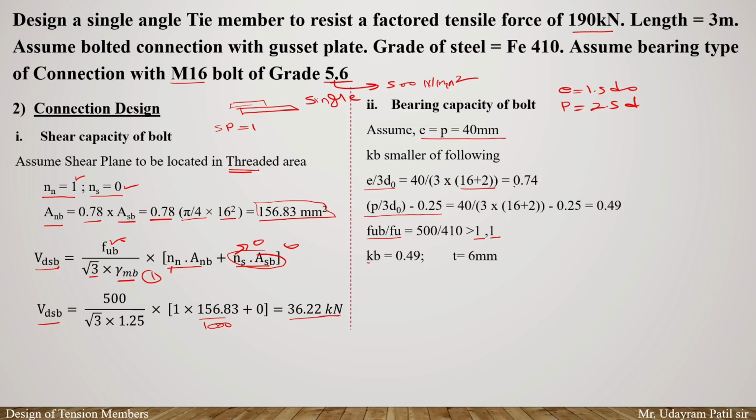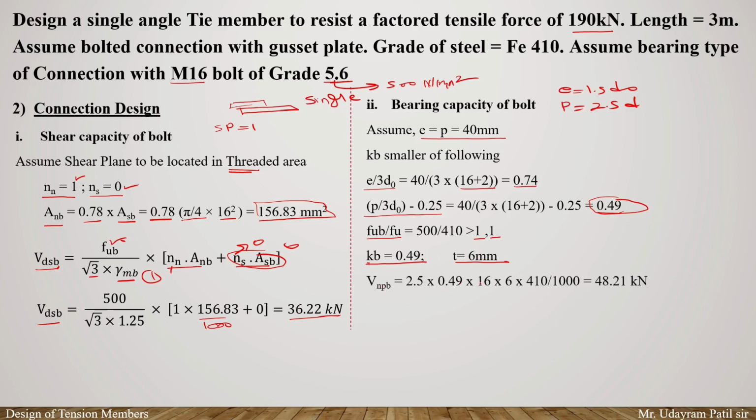that will give us the value of the first equation as 0.74, then value of the second equation equals to 0.49. So obviously this is your lower value or the minimum value, therefore value of the KB should be taken as 0.49. As well as here thickness, minimum thickness आपको लेनी है. So here the गसेट प्लेट की थिकनेस आपको दिए नहीं है, but एंगल सेक्शन जो हमने वो 6 mm का लिया है, therefore the thickness will be equals to 6 mm.